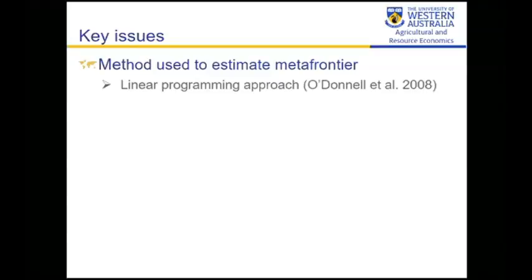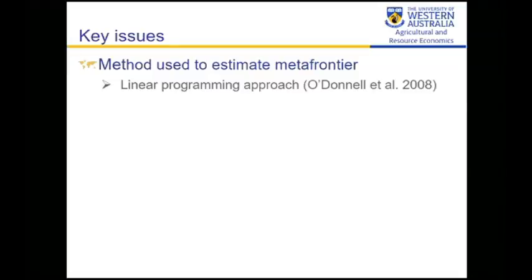So when relating to the method that is used to estimate the meta-frontier, O'Donnell, 2008, Battese and co. came up with the use of the linear programming approach. But what it means is that the first stage estimation uses stochastic frontier analysis to estimate your group frontiers. And they use a deterministic function, or mathematical programming, or linear programming to solve your meta-frontier.